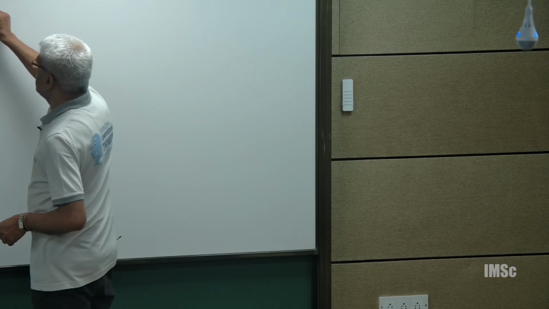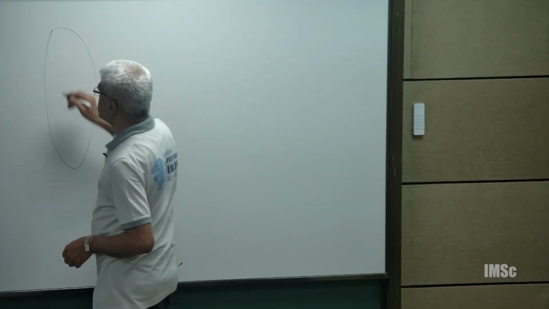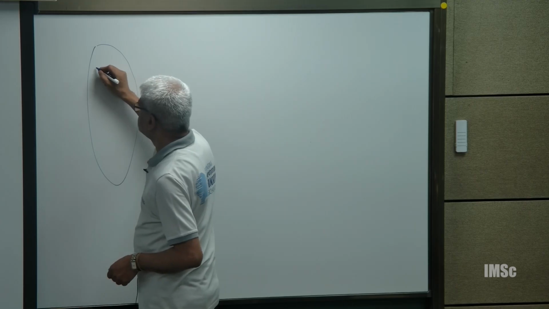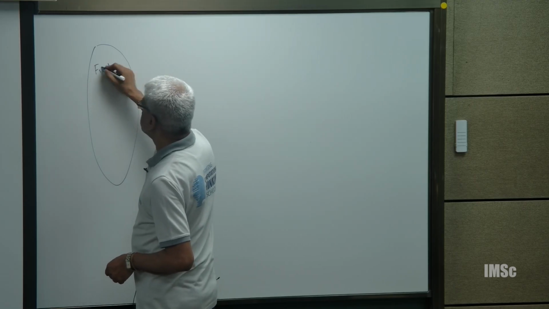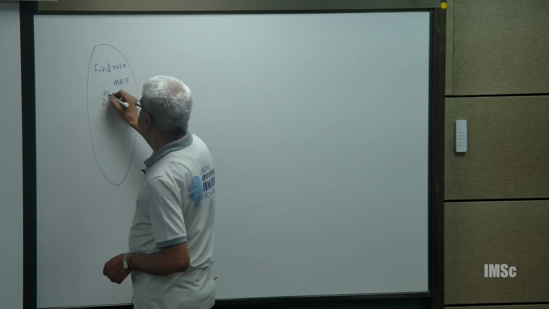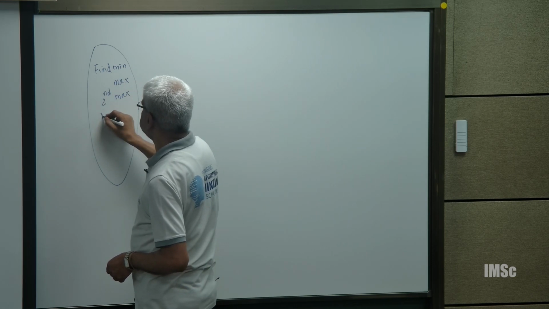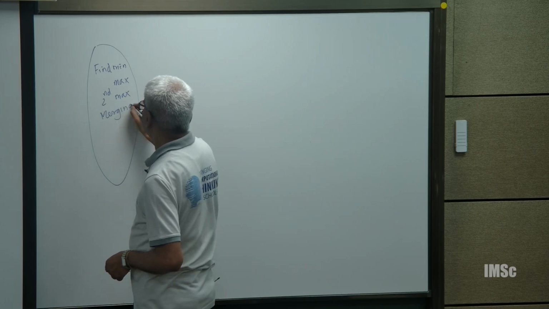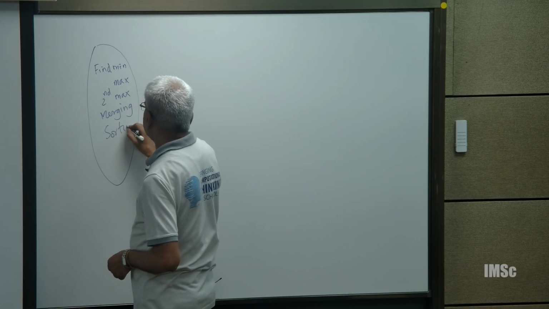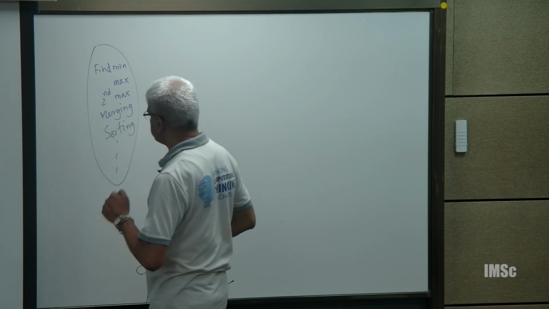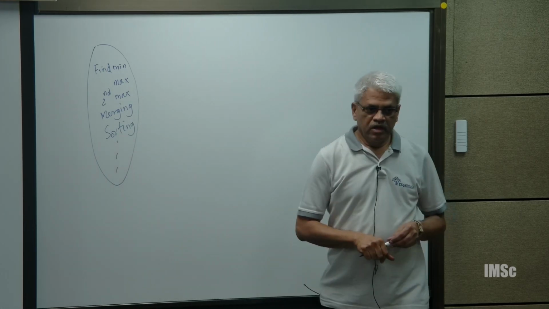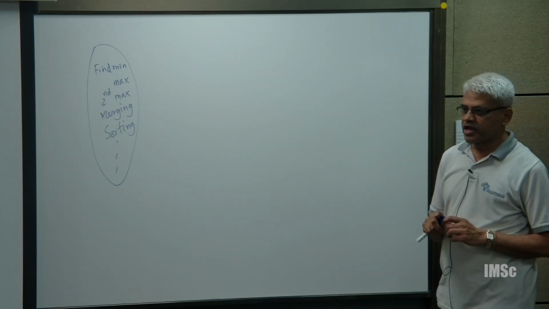So, let me just sort of take stock of where we started off. We had a bunch of problems here. I'm going to say find min, max, second max, merging, sorting, some small number of problems where we had pretty tight upper and lower bounds for the algorithm complexity.